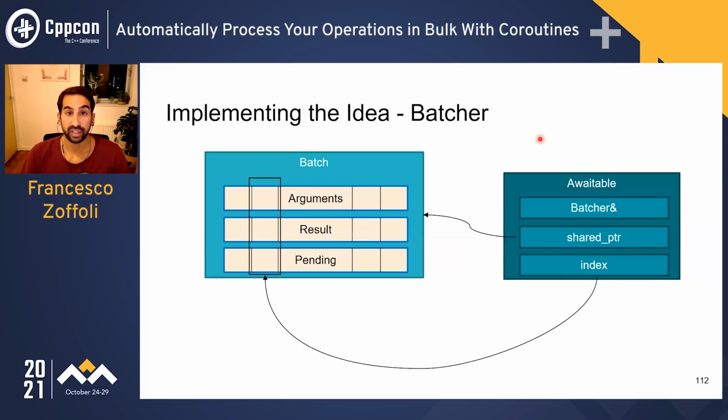And this is how the awaitable is going to look. It's going to have a reference to the batcher. It's going to have a shared pointer to the batch and an index inside the batch. So each awaitable represents a pending operation for our current argument. And we need the shared pointer to the batch because the batch contains the results. So as long as an awaitable is alive, we need to be able to access the batch to get the results. And we need an index to know in which of the items of the result we need to look to fetch our result.